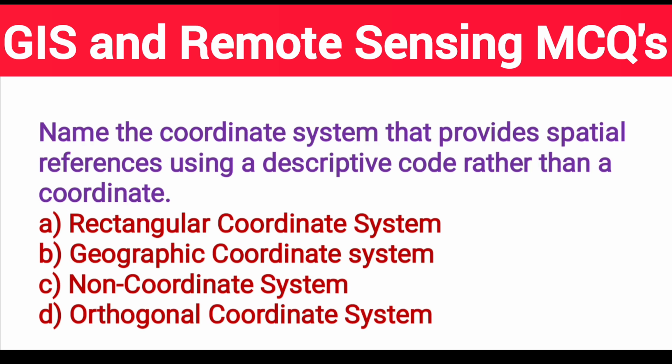Next question, name the coordinate system that provides spatial reference using the descriptive code rather than a coordinate. Option A, rectangular coordinate system. Option B, geographic coordinate system. Option C, non-coordinate system. Option D, orthogonal coordinate system. So the correct answer is option C, non-coordinate system.